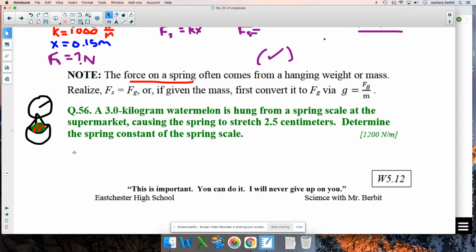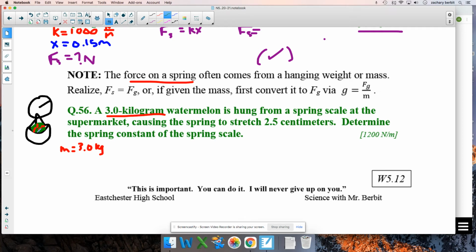Now we know a few things about this watermelon. We know its mass. Don't mess around. Mass is not weight. It says kilograms. That's mass. Mass is 3 kilograms. Okay. Good. Now, it's hung from this spring scale. So what we know here, are there any forces acting on this? Yes. Mass is not a force, however.